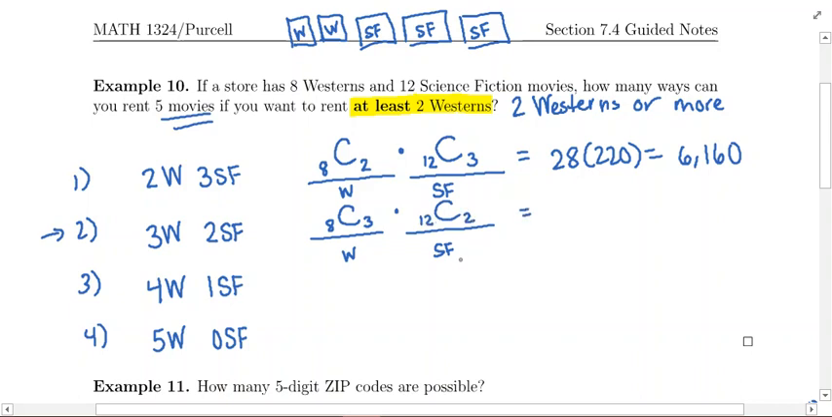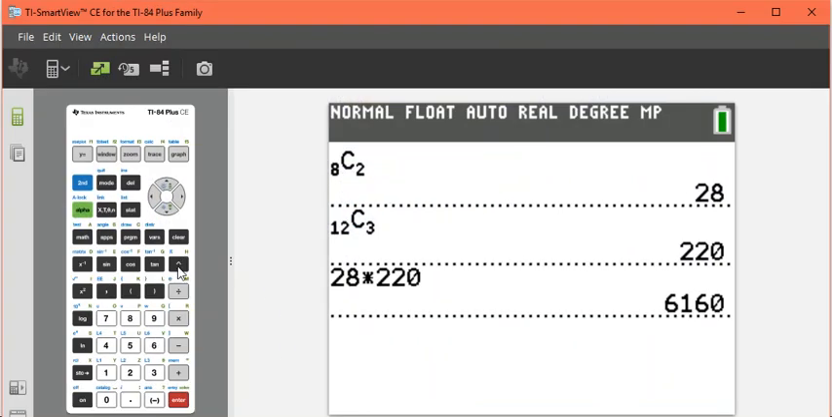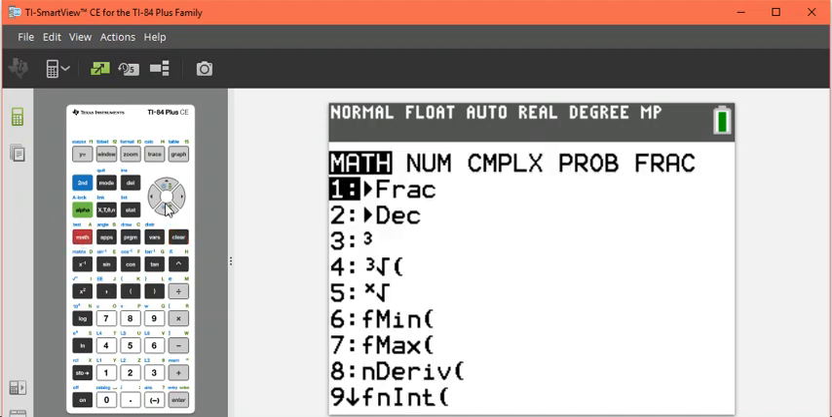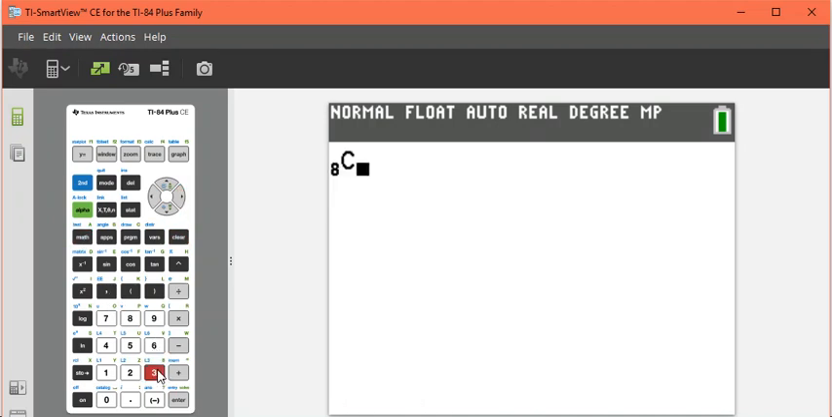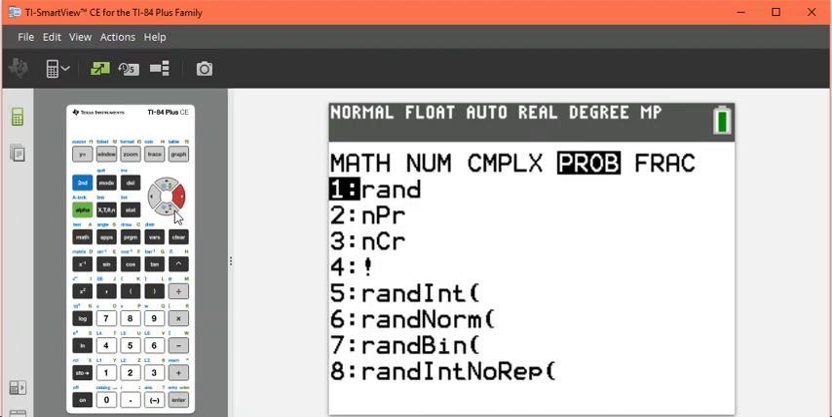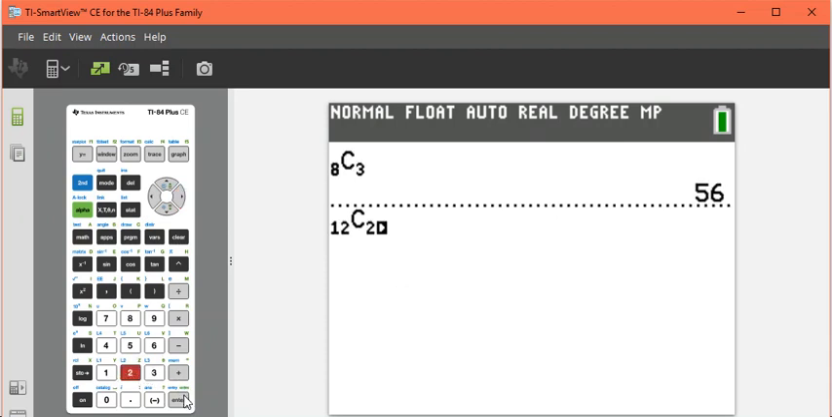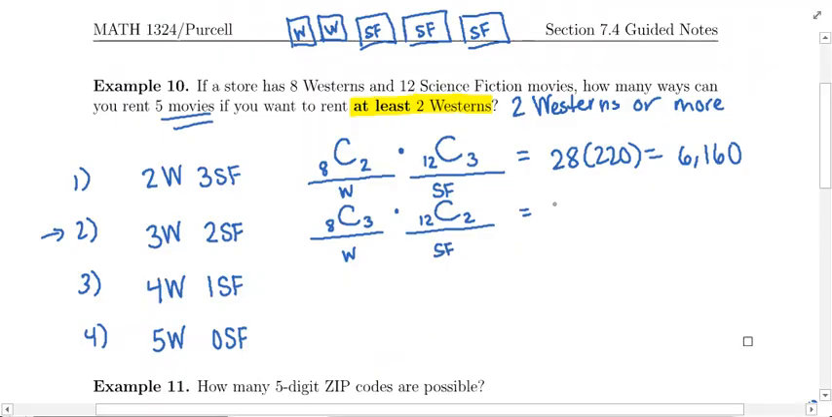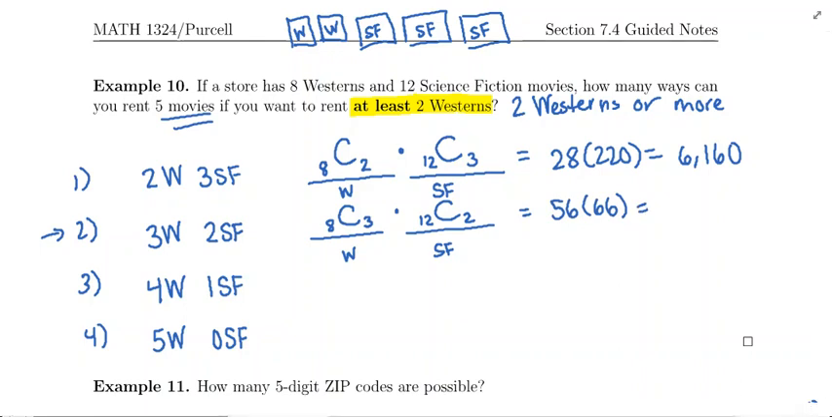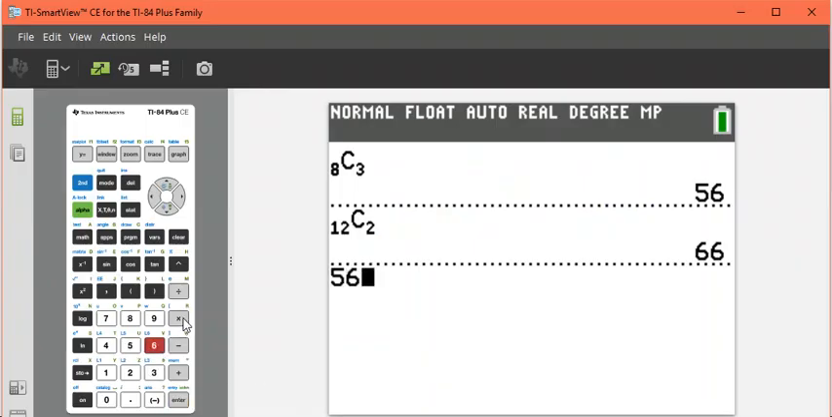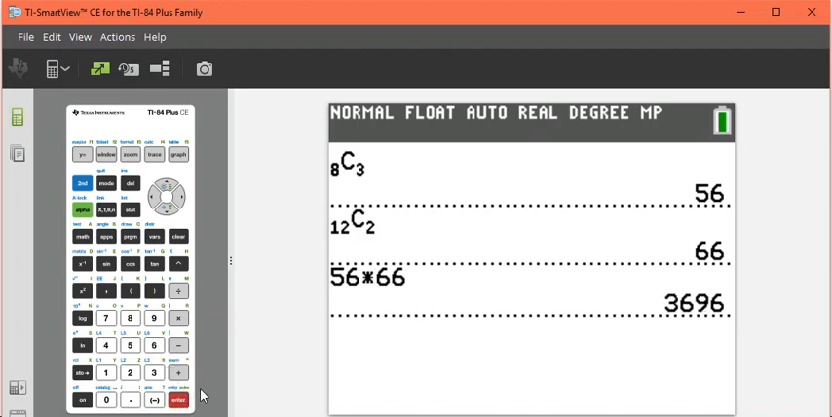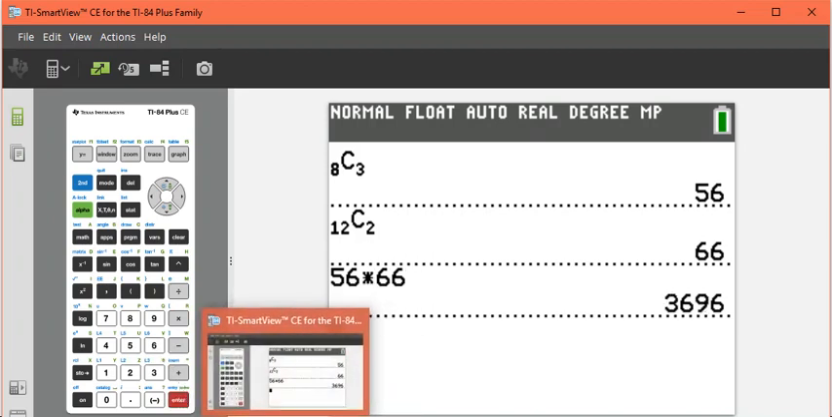Okay, so we're going to go to our calculator and do 8 choose 3, 12 choose 2. So we're going to do 8 choose 3, and then 12 choose 2. Okay, so we're going to have 56 times 66. We've got to multiply it together because of the multiplication principle. Go to your calculator. Let's see what this gives us. Okay, so this is going to be 3,696.